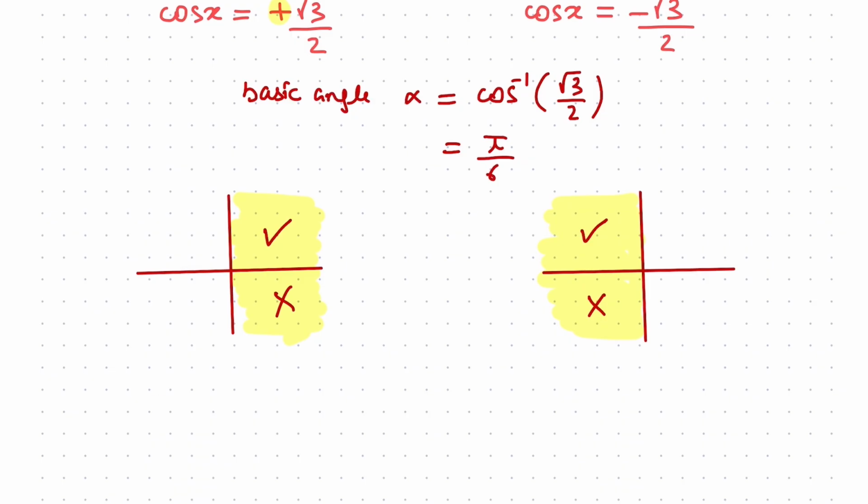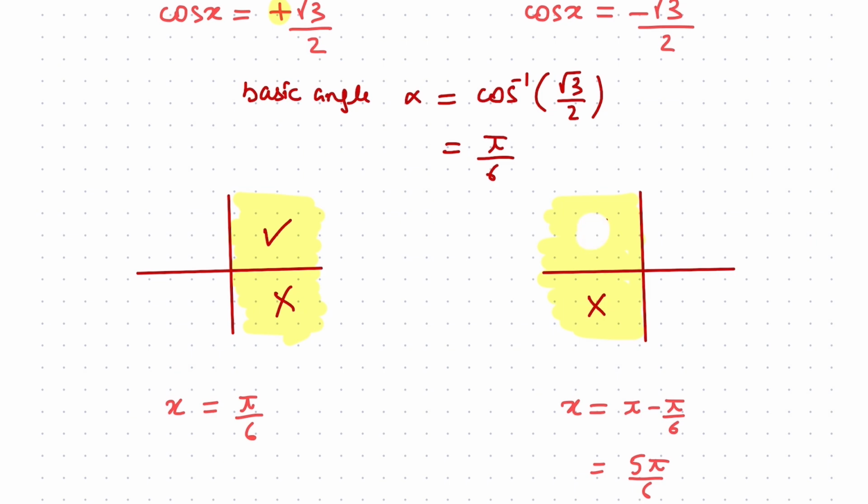Right, so first one is very easy. For the first quadrant, x is always equal to the basic angle. So x is equal to pi over 6. And for the second quadrant, x is equal to pi minus pi over 6. That is pi minus alpha. Alpha is pi over 6, which is 5 pi over 6. Why do we do pi minus pi over 6? Because we're looking for a solution in this quadrant.